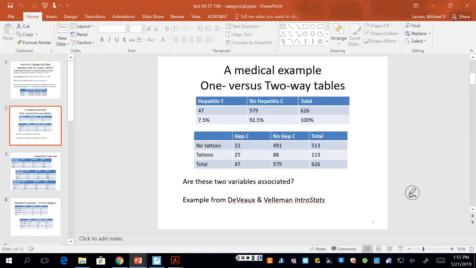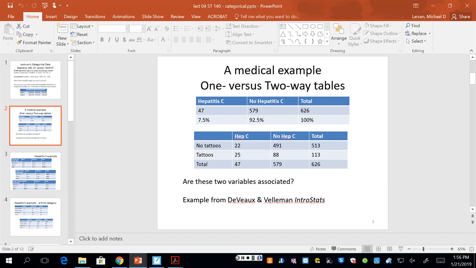Here's a different example, a medical example concerning hepatitis C. So hepatitis C is an infectious disease, can cause liver damage or even death. Right? It's sexually transmitted, also can be transmitted by blood, so syringes and things like that. So this is a study, originally from a different textbook by Dick DeVoe and Ed Williams, a co-author. And of the 626 individuals in the study, 47 had hepatitis C and 579 did not.